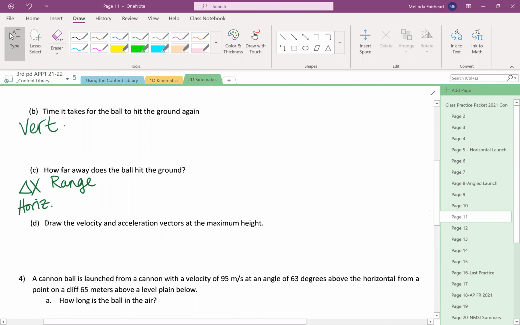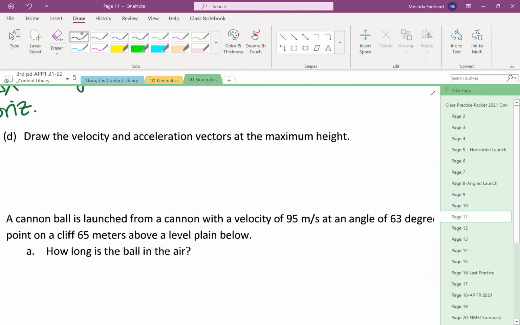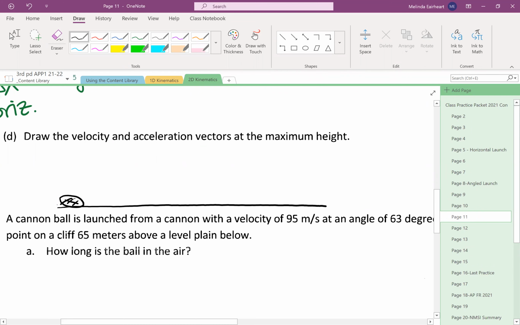We're going to put our picture in part D, because D says draw the velocity and acceleration vectors, arrows, at the maximum height, at the peak. So I'm just going to draw the whole picture here. We've got our ground, level ground, and a football. Now we don't care about the kick. The kick comes later, that's forces. We're looking at the split second it leaves the kicker's foot. That's the first moment it's a projectile.